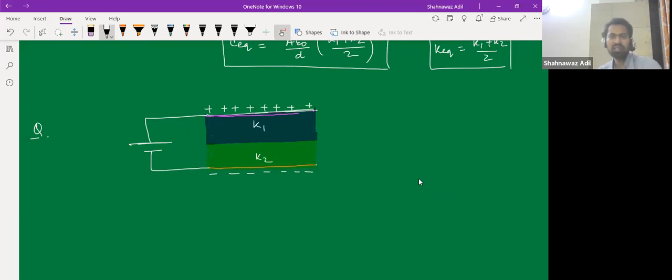So to understand this, there would be a polarization. Then there would be a net charge generated in here. So this would be negative, and this would be positive.